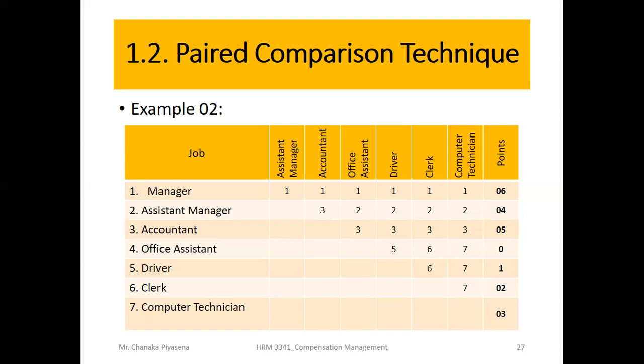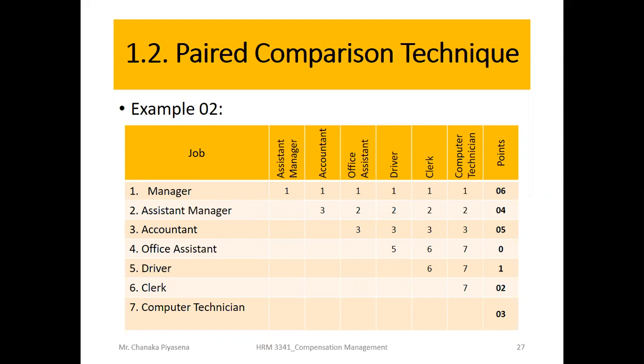The job of accountant is represented by the number 3. The number 3 appears 5 times in our numeric chart. There is 1 time in the first column, 1 time in the second column, and 3 times in the third column. Altogether 5 times. That's why we put 0.5.